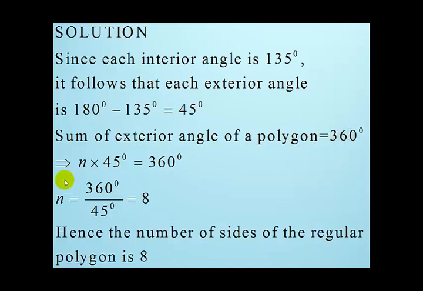So when you multiply the number of sides by each exterior angle, that is 45 degrees, then you have to get 360. We are solving for n, that's the number of sides. So we divide the left hand side by 45 degrees and we divide the right hand side by 45 degrees. And so we will have n equals 360 degrees divided by 45 degrees, and the result is 8. Hence, the number of sides of the regular polygon is 8.